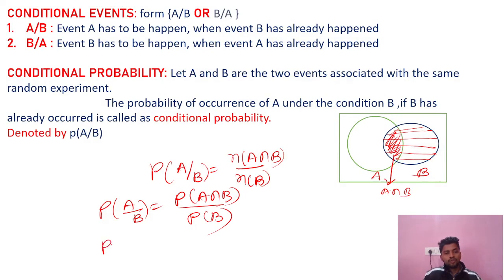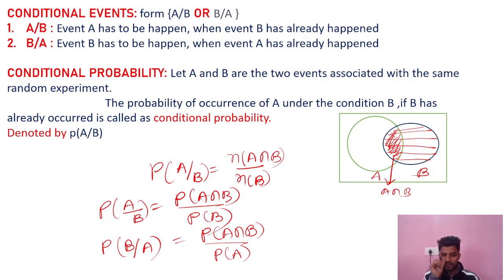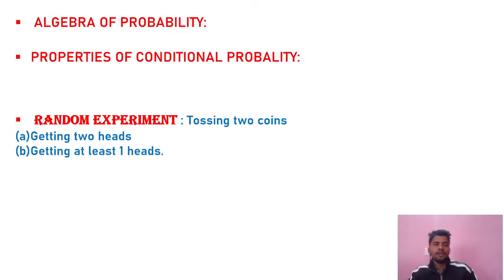And also we can write P(B|A) equals P(B intersection A) by P(A), which is A intersection B only, because A intersection B and B intersection A are the same. So this is known as conditional probability. Got it? Let us understand this with the help of an example. Before that, we will see a few terms, then we will see the example.